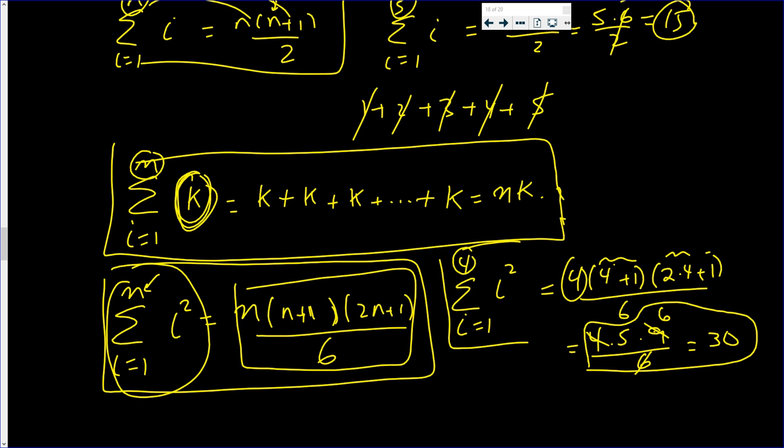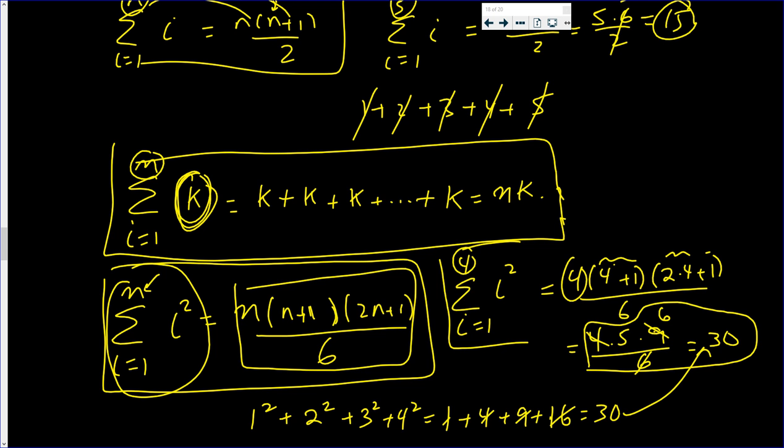If you don't believe that, we have 1 squared plus 2 squared plus 3 squared plus 4 squared. That's 1 squared, that's 2 squared, that's 3 squared, and that's 4 squared. That's 1, 5, 14, 30. Got it. The formula works.